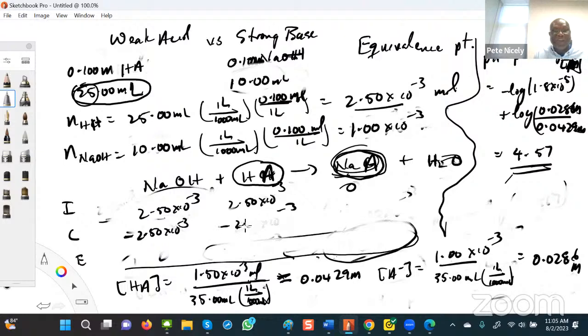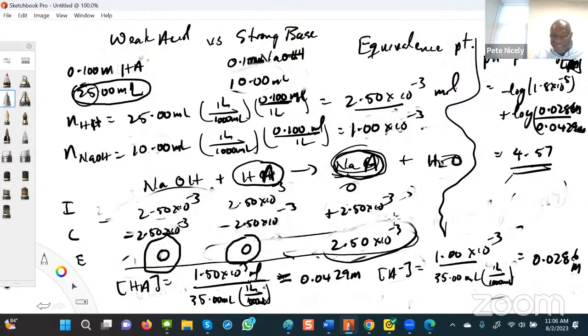And here you're going to have minus 2.50 times 10 to the minus 3. So that means that this will be 0 and this will be 0, right? And here you're going to have plus 2.50 times 10 to the minus 3. So here, the final amount of moles of the sodium acetate will be 2.50 times 10 to the minus 3, right? Okay, so in this situation, you'll notice that you have no base, you have no acid. The only thing that you have remaining would be the conjugate base, and this is the amount, all right?